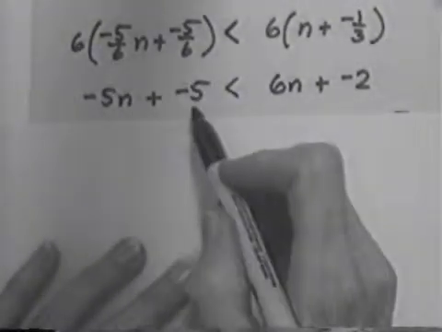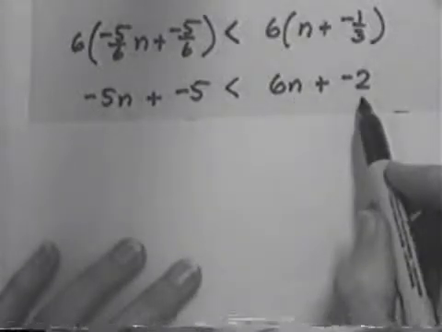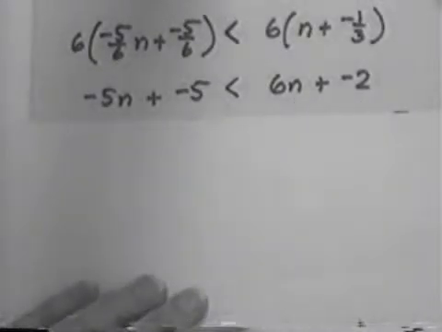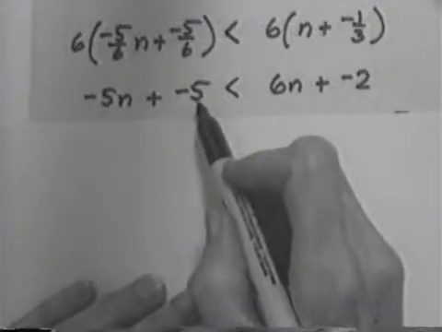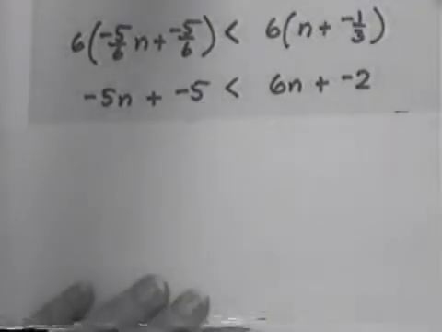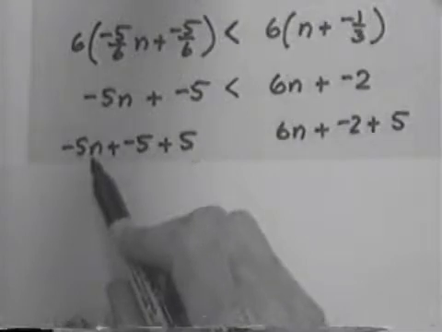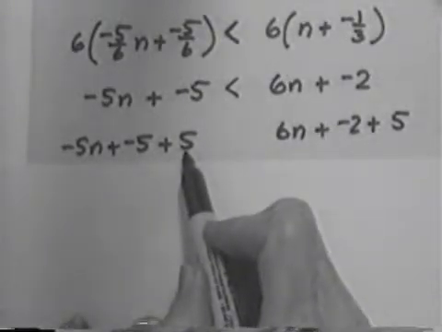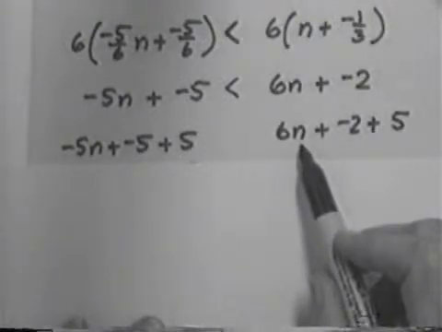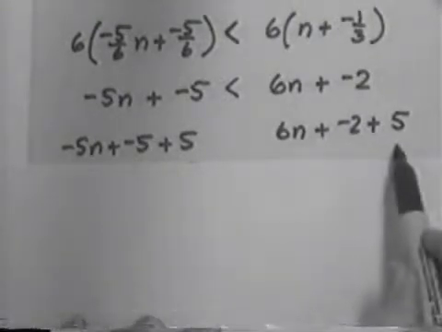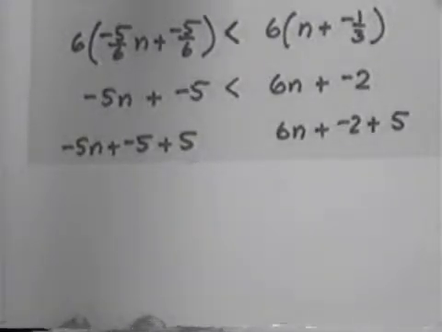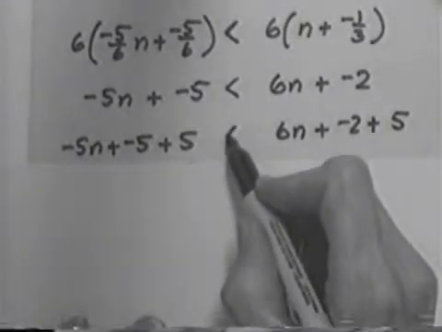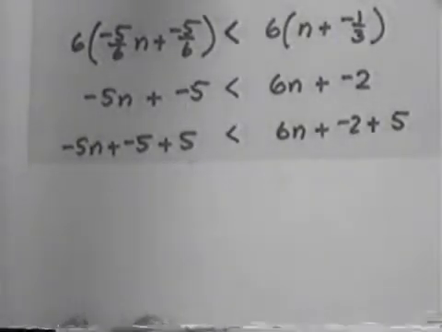Now we have variable and constant on the left, variable and constant on the right. It's time to sort laundry. We'll add the opposite of negative 5 to both sides of this inequality. So we have negative 5n plus negative 5 plus 5. And on the right, 6n plus negative 2 plus 5. We have added the same thing to both sides of the inequality. Adding does not reverse the inequality symbol, so it remains unchanged.